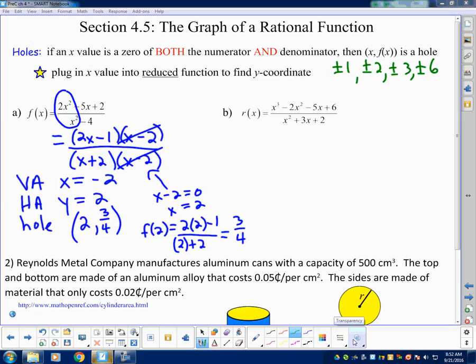We split it up. Try 1. Try negative 1. Try 2. Let me know when you found the first one.